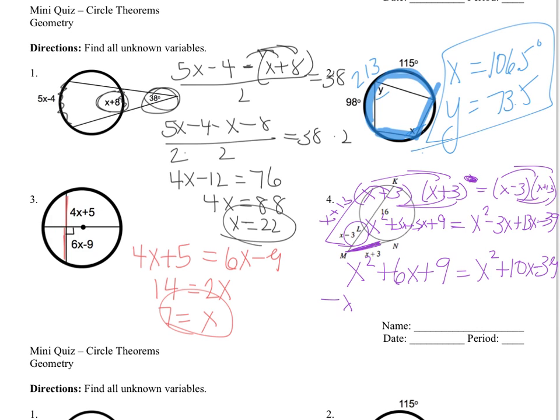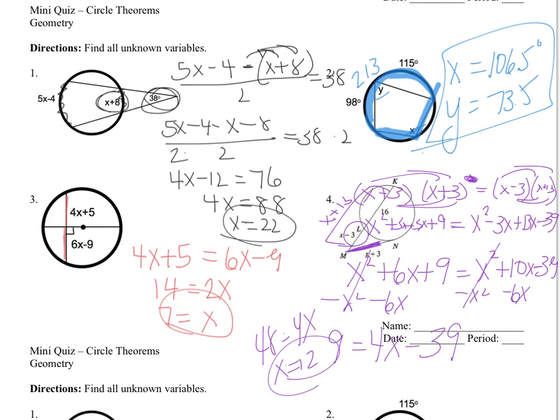Subtract my x squareds. They cancel out. Subtract 6x. I have 9 equals 4x minus 39. Add 39 to the other side. 39 plus 9 is 48. So I have 48 equals 4x. So x equals 12. Make sure all of you are okay with this warm-up.